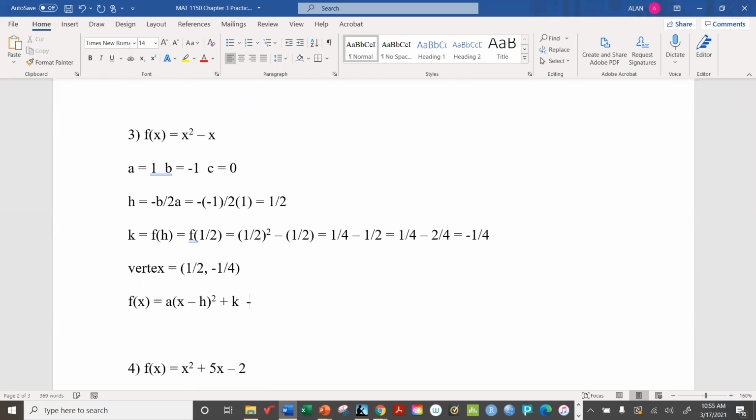A, remember, is 1. X minus, now H is 1/2. We square that. We add, well, actually, then we'll subtract 1/4. And we can just write it as X minus a half squared minus 1/4. And that's it. That is our vertex form.